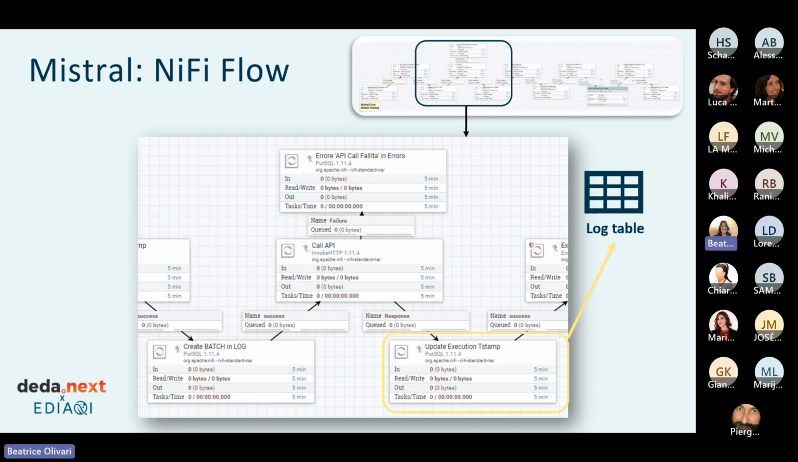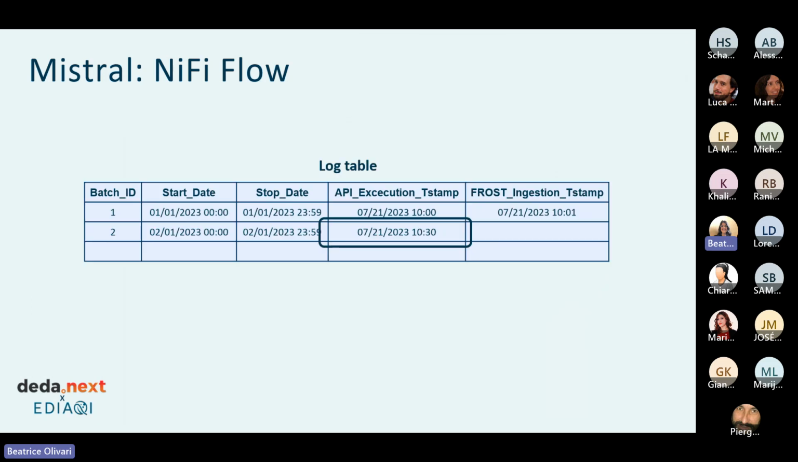And since we want to keep track of everything, we can now go to the log table and add an API execution timestamp, so that if we go back later on the table, we know exactly at what time the API did the call.